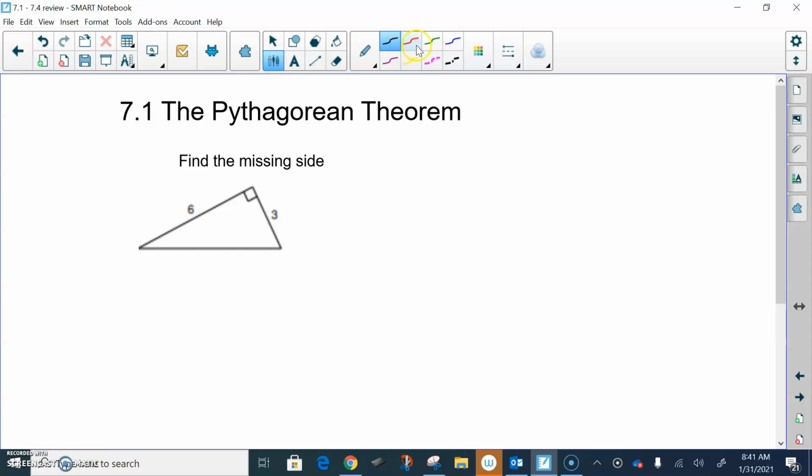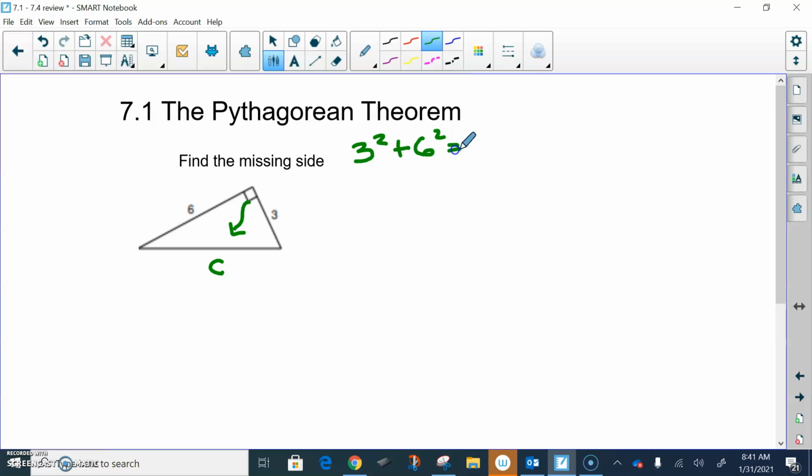And I recommend that you just identify your c, your hypotenuse, first. So I know I'm missing my c in this case. And it doesn't matter which one you call a and which one you call b. I usually think of the smaller as the a and the other one as my b. And we're missing a c in this case, the hypotenuse. So I get 9 plus 36 equals c squared. That gives me 45 equals c squared.